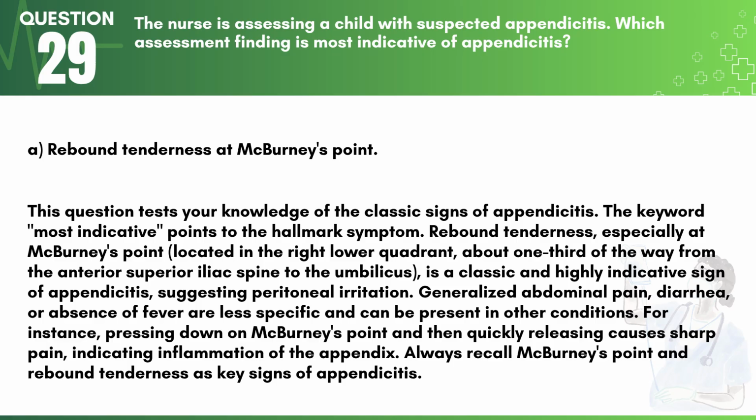Generalized abdominal pain, diarrhea, or absence of fever are less specific and can be present in other conditions. For instance, pressing down on McBurney's point and then quickly releasing causes sharp pain, indicating inflammation of the appendix. Always recall McBurney's point and rebound tenderness as key signs of appendicitis.